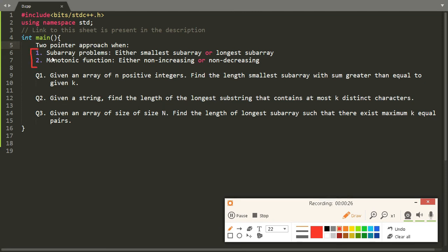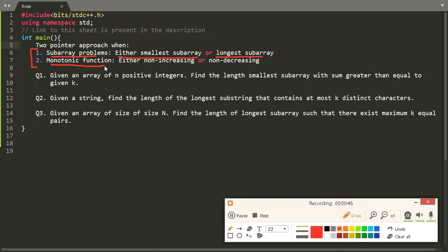The first condition is the problem should be related to the subarray, such that in the problem either we have to find the smallest subarray or we have to find the longest subarray. And the second condition is the function according to which we have to find the subarray must be monotonic.